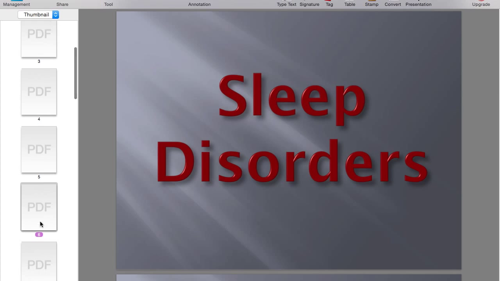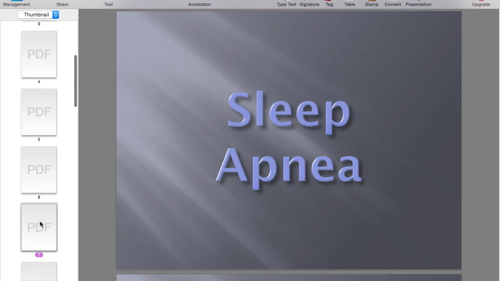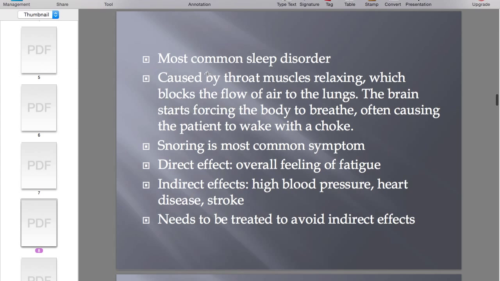Now let's move on to some sleep disorders. The most common is sleep apnea. It's the most common sleep disorder, and pretty much what happens in sleep apnea is the person's throat muscles relax too much while they're sleeping, so the flow of air to the lungs during sleep is blocked. The brain, obviously then, because it's not receiving oxygen, starts forcing the body to breathe. And so oftentimes when you start forcing them to breathe, you're going to wake up with a choke.